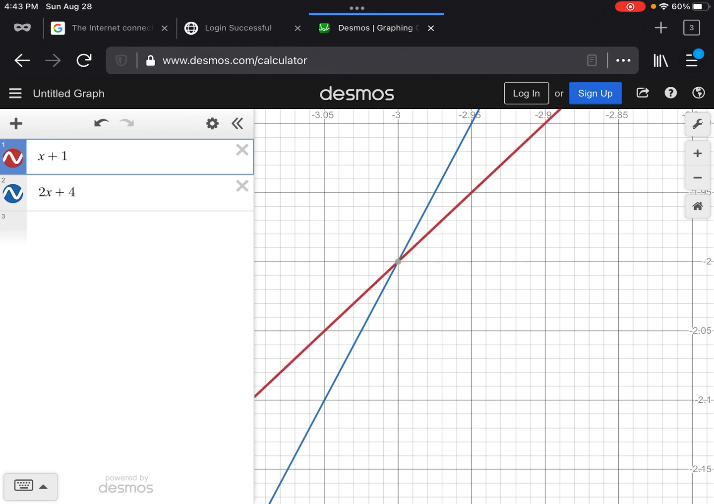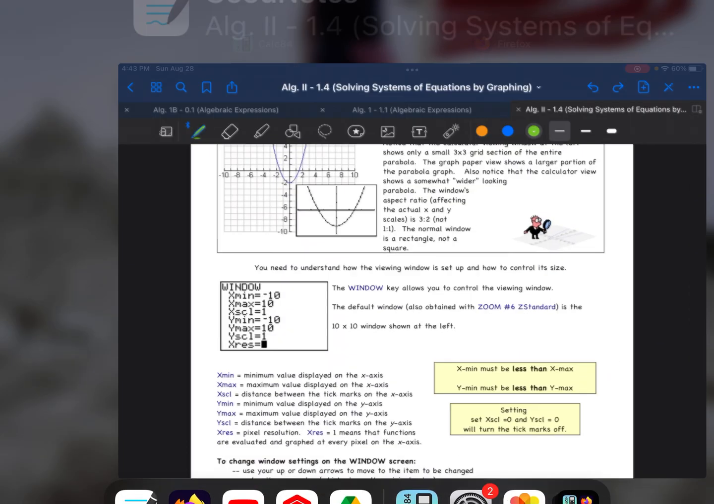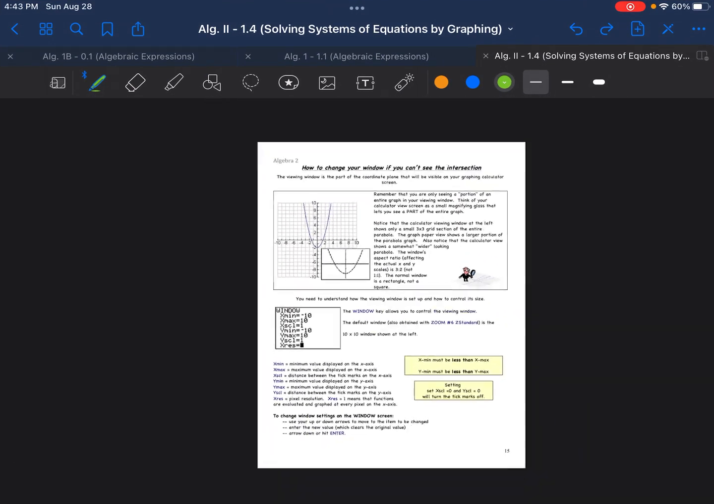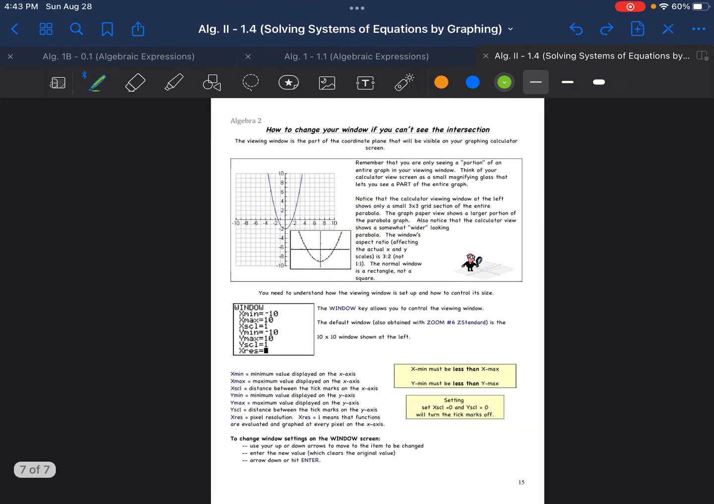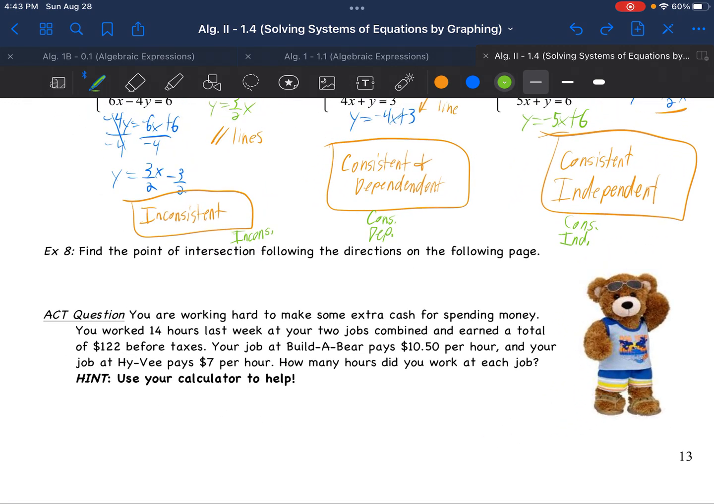Now, if a graph ends up disappearing, it's actually just because you turned off the little thing up by the equation. So you can have them on or off. So if one disappears, don't worry, just turn it back on. All right, that is example 8, but let's get to that ACT question because we don't want to forget about that.